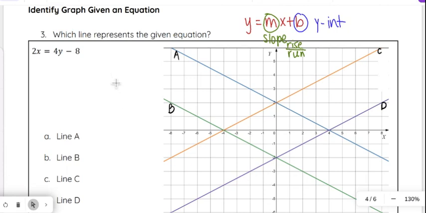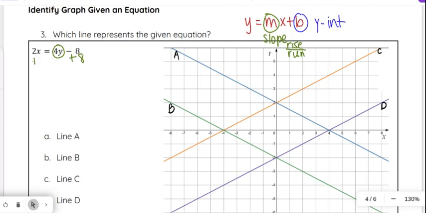There are other ways to do this as well. You can pick points to plug in, but sometimes that takes a little longer, and sometimes you have to keep guessing points. If there's a point that works on 2 lines or something like that, you kind of have to be strategic if you're going to go that route. So I would go ahead and get this y term by itself.